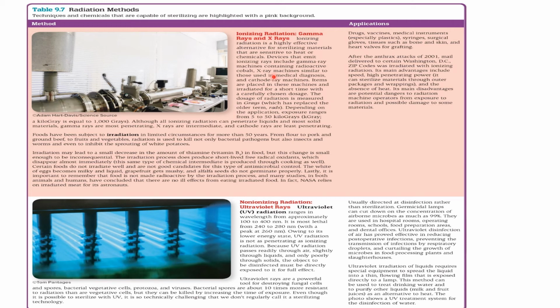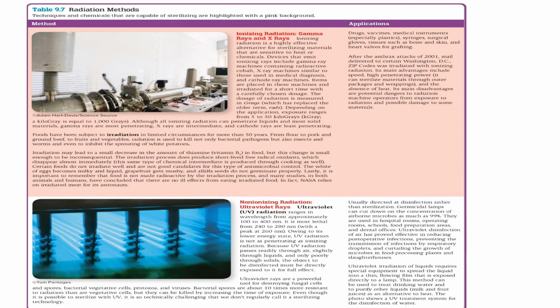Now, we're also going to talk about non-ionizing radiation. An example would be UV rays. Your UV radiation is not really as penetrating as gamma rays and X-rays. And so therefore, UV radiation, even though it does pass easily through air, passes less through liquid, and very poorly through solids. So UV rays don't do very well at all if they're trying to penetrate through solids.